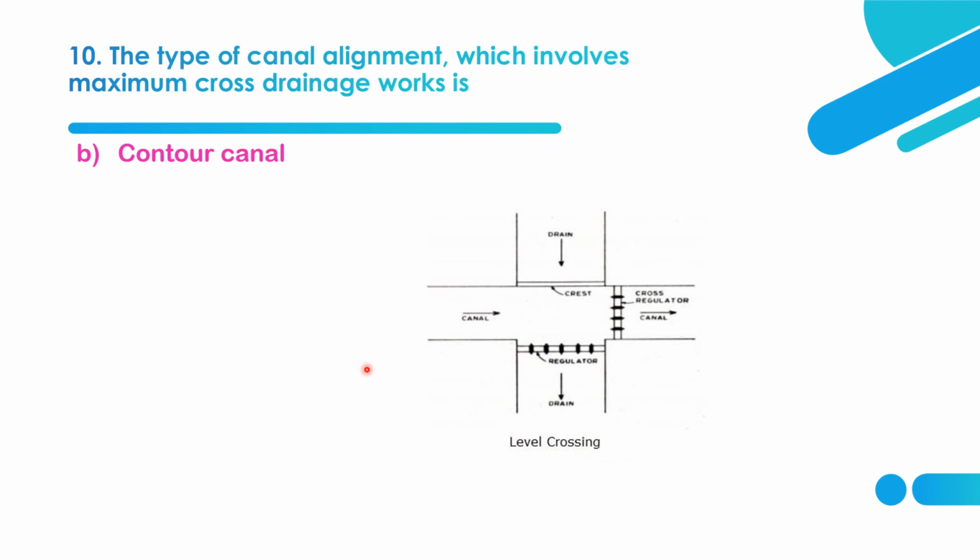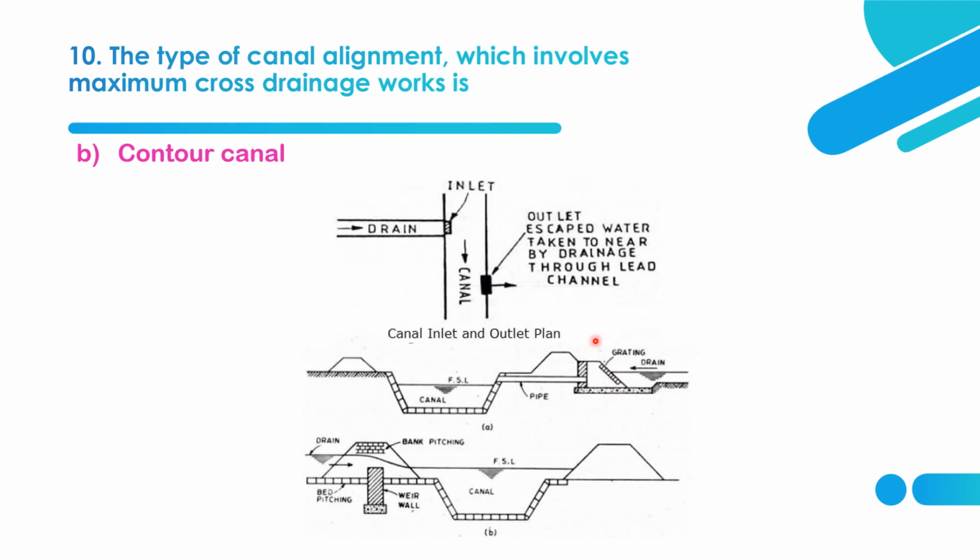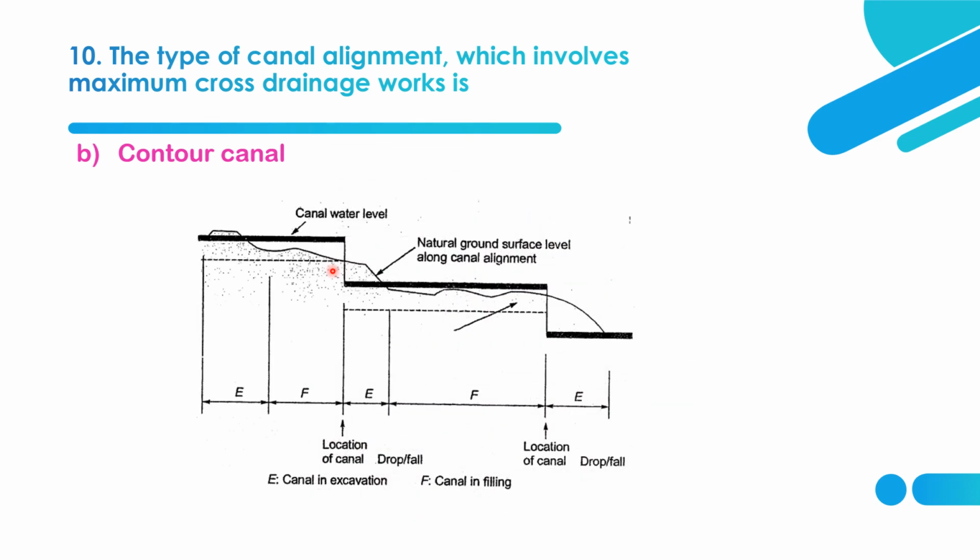Now we shall see other things also. This is the level crossing, in which the levels of drain and canal are the same. The drain and canal are at the same level. They will mix with each other, and using a cross regulator and drain regulator, we can regulate the flow of the canal and drain. And this is the canal inlet and outlet. This is also a type of cross drainage.